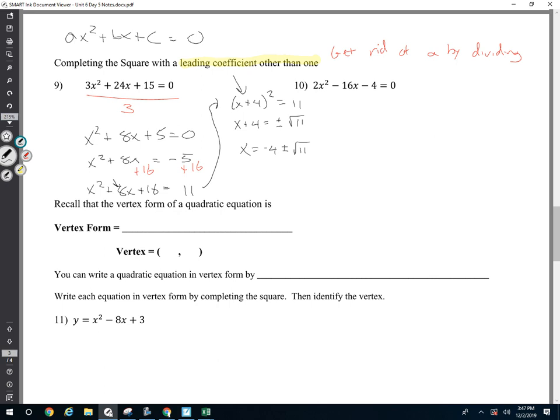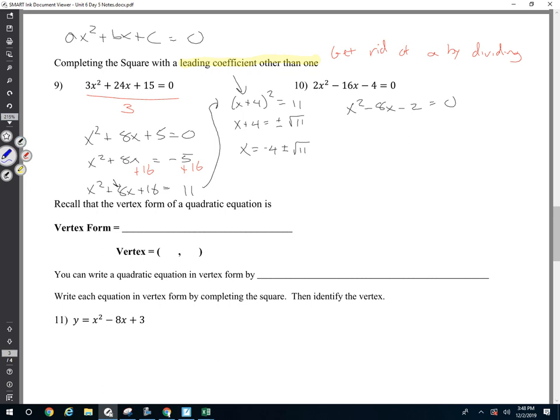Okay, number 10. Everybody, divide everything by 2. Get rid of that 2. You have to divide the right side too, but 0 divided by 2 is just 0. Okay, finish it off. We divided all of these by 2.